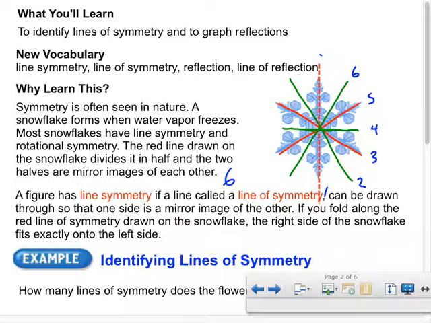Now, the other thing that I don't like that the lesson brought up, rotational symmetry. That's something that's coming up later. That's not the point of this lesson, but I will briefly tell you what rotational symmetry is. Rotational symmetry says that if I rotate my image, can I rotate it in a way that it looks like it started? Can I rotate this snowflake in a way that I end up with what I started with?